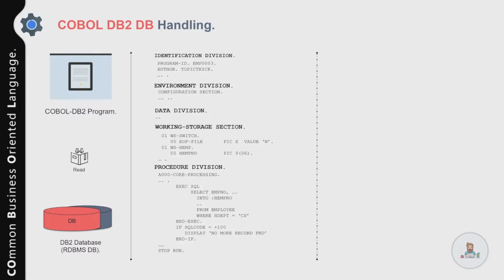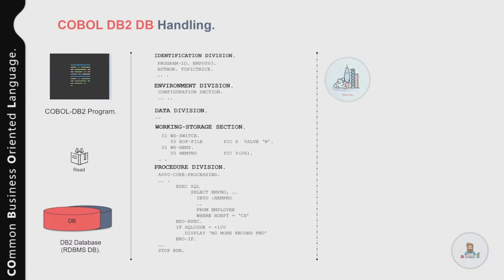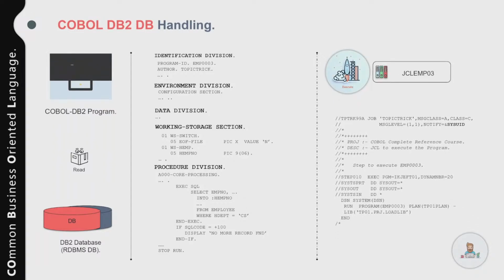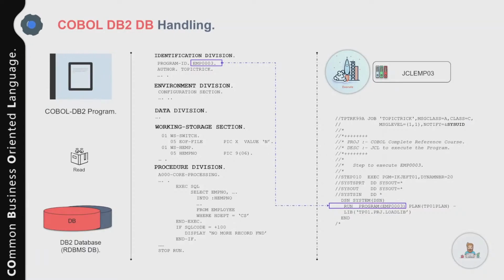Now, if you want to execute a COBOL DB2 batch program, then you have to use a JCL. In this case, our program is a batch program, so we are using a JCL. In case you want to execute your COBOL CICS and DB2 program, that is an online program, then you have to specify all these entries in the corresponding tables that we have discussed in our previous example. And then you have to initiate a transaction that will in turn execute your program.